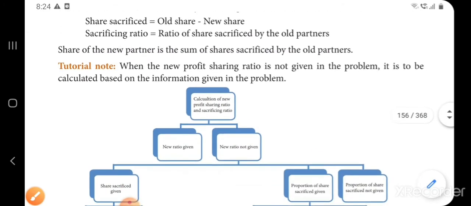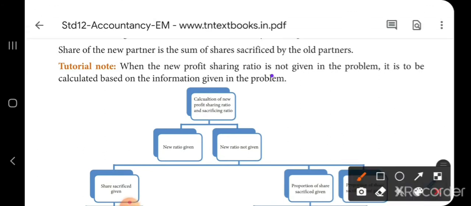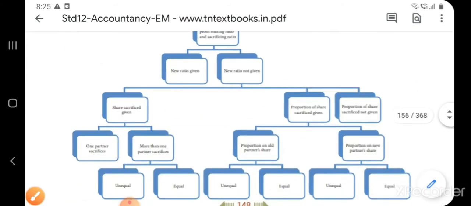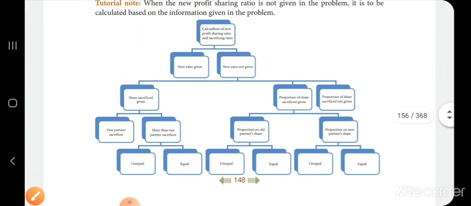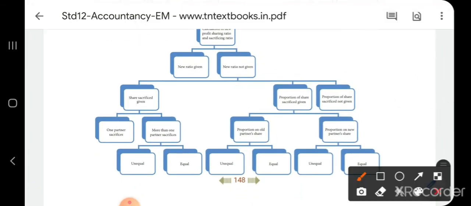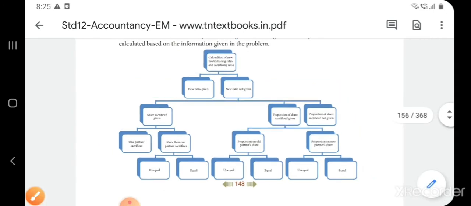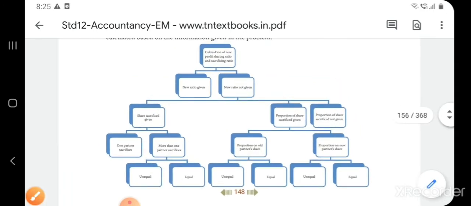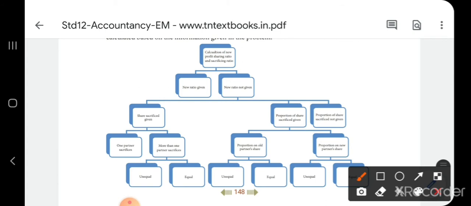When the new profit sharing ratio is not given in the problem, it is to be calculated based on the information given in the problem. Okay, sometimes in the problem they will not give you the new profit sharing ratio. In that case, whatever information is given in the problem, with that we have to calculate the new profit sharing ratio. Now here are the various situations given in the chart. We'll see one by one. Okay, calculation of new profit sharing ratio and sacrificing ratio.